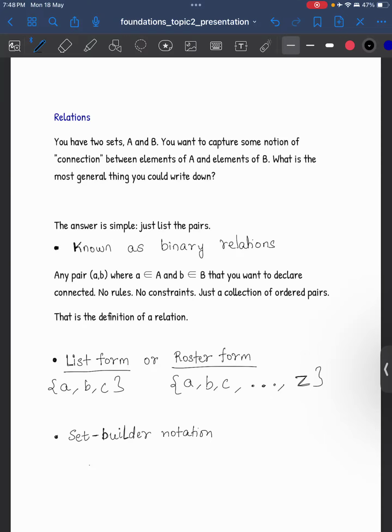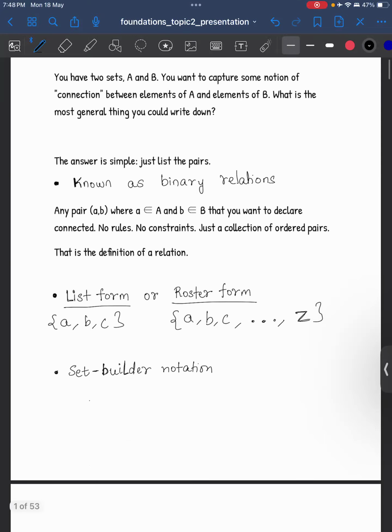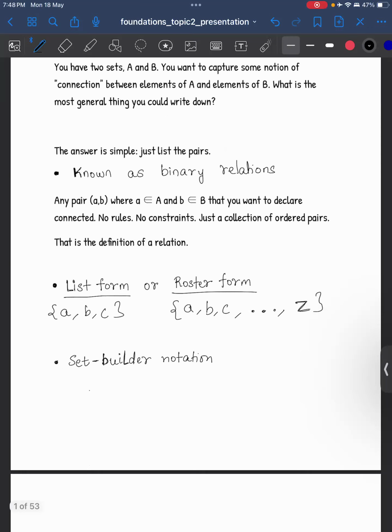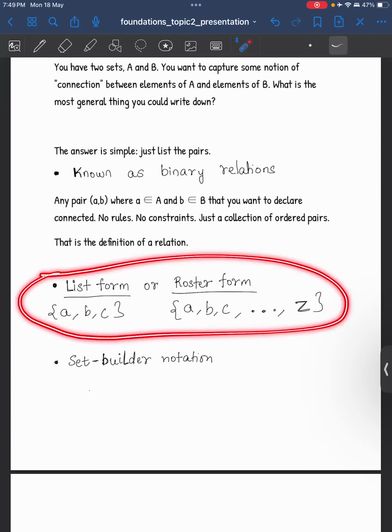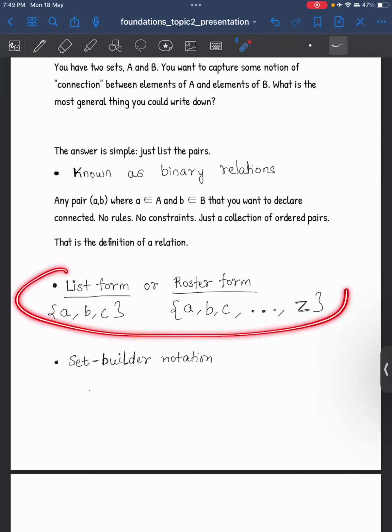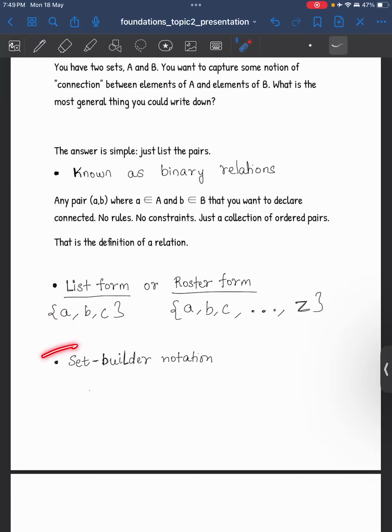So before we go into relations, I just want to cover a couple of notations. The first is, how do we represent sets? We can either represent them in the list form or in the set builder notation. You might have seen this, but I'll just cover it so that when I refer to roster form or set builder notation, it's clear what I mean.